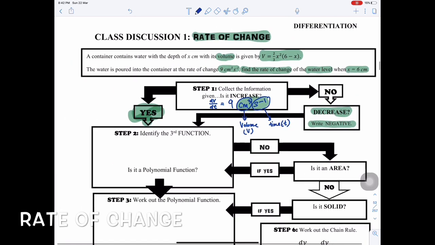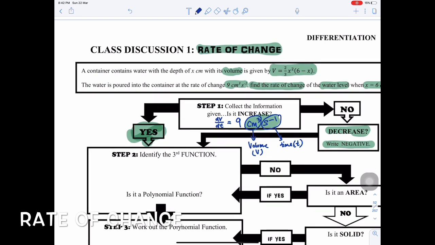Then step 2, identify the third function. What is the third function? From the information given, the first info is V, and the second info is T, which represents time. So the third part is what term, which is X. So identify the third function or the third part.